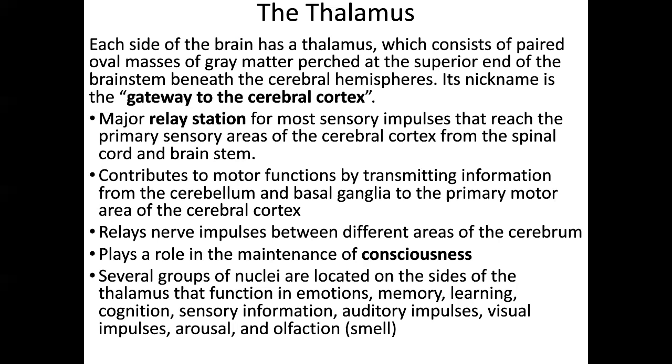We also have within the thalamus several groups of nuclei on the sides, functioning in things like emotions, memory, learning, cognition, sensory information, auditory impulses, visual impulses, arousal, and even olfaction, which is a fancy word for smell. So your thalamus is heavily involved with sensations, but also several other things.